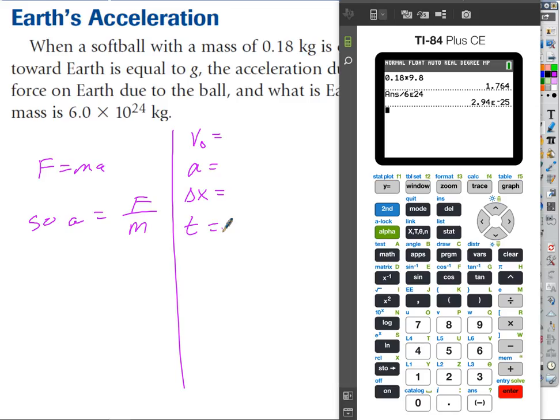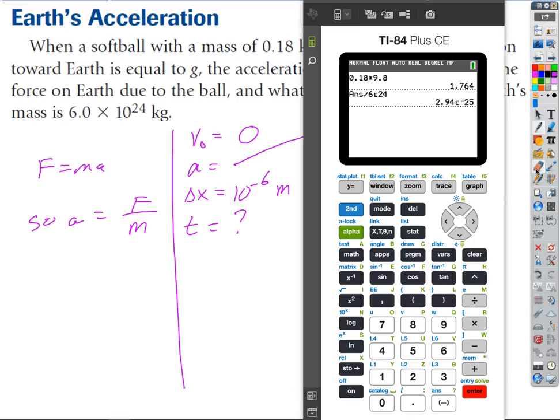What do we know kinematically here? What's the initial velocity of the Earth? 0. It's at rest. The acceleration is that tiny thing there. What's delta x? 1 micrometer, so 10 to the minus 6 meters. And the time is what? What's the kinematics equation that's going to do the job for us this time? Delta x equals 1/2 acceleration times time squared. So it's going to be the number 3, isn't it?